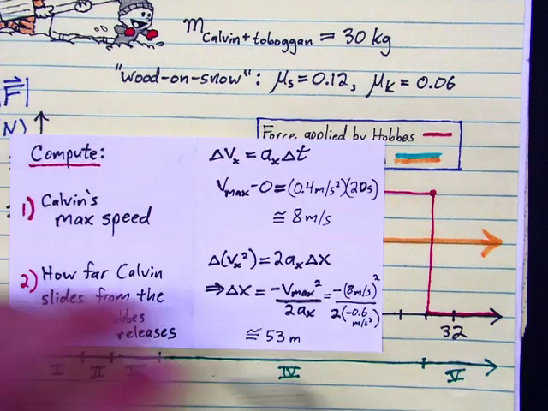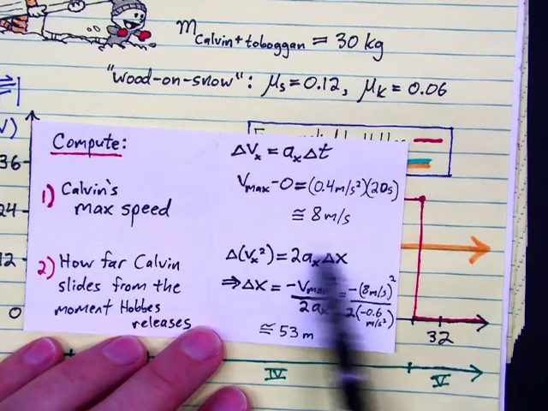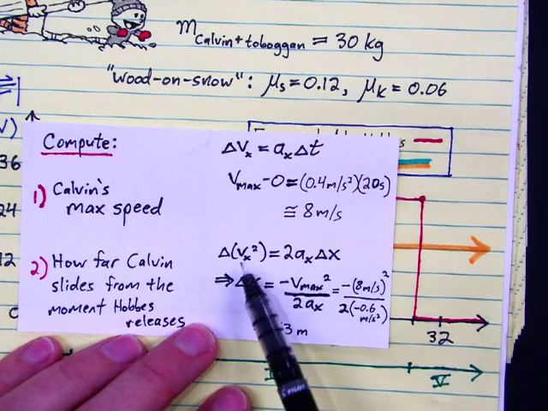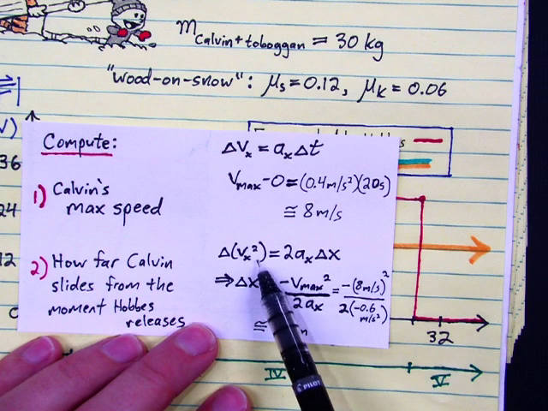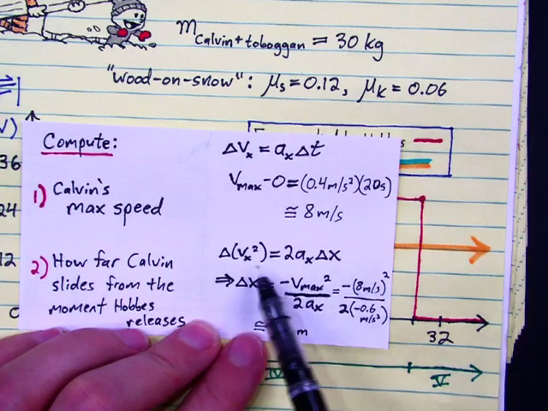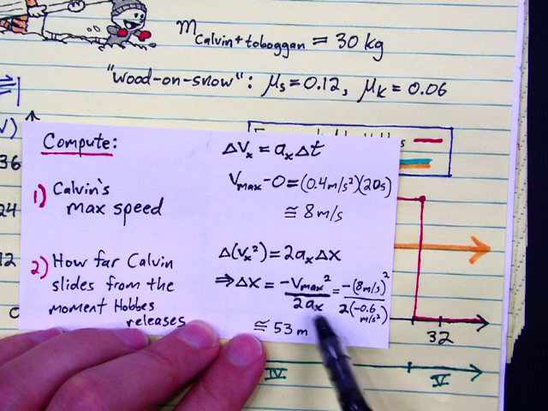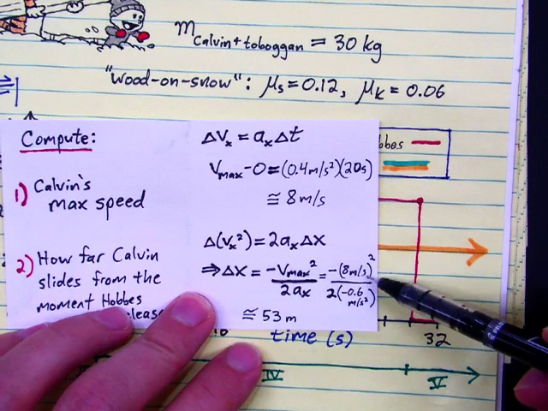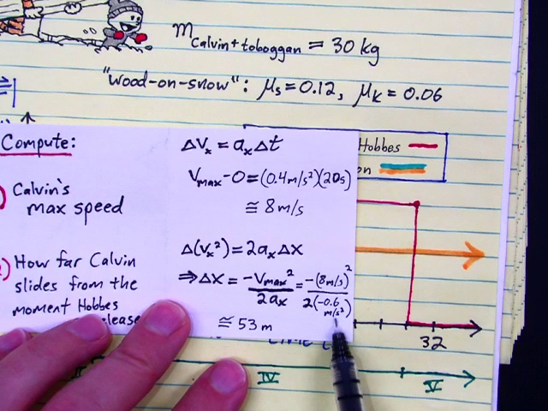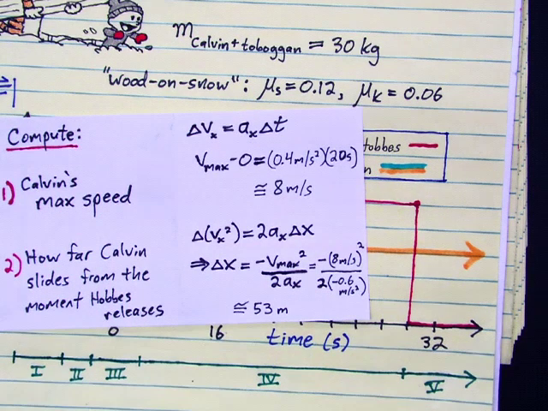Now, how far does Calvin slide? From this moment here when he's released until he eventually comes to rest, I chose this constant acceleration equation. I'm going to rearrange it to solve for the distance that he travels, delta x. I know his final velocity will be 0 when he comes to rest, and his initial velocity is that v max. So final minus initial, 0 minus v max squared, then divide by 2 times his acceleration. So that's minus the 8 meters per second squared over 2 times his acceleration during this period when he's slowing down, which is the negative 0.6 meters per second squared. Comes out to about 53 meters right there. A new personal record.